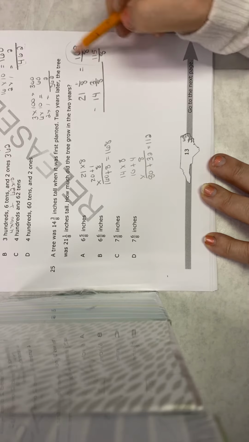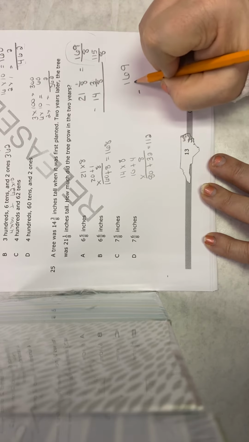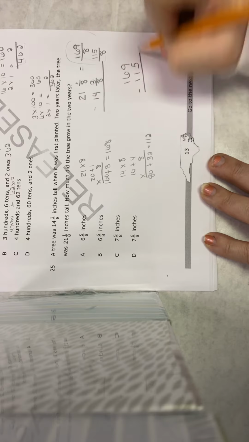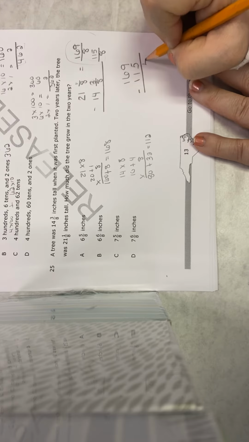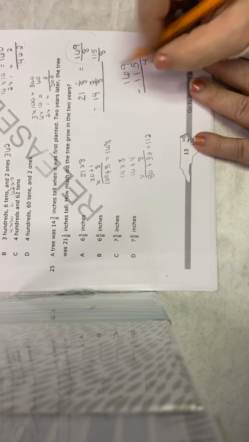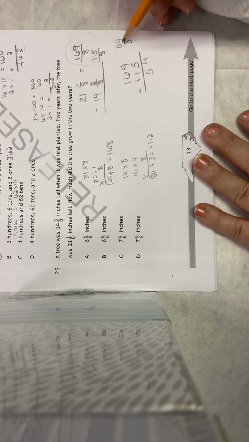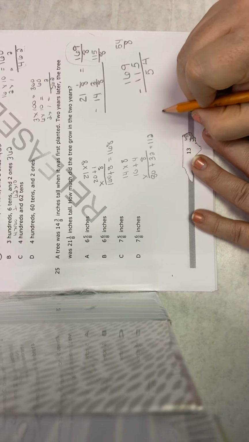So now I'm going to do this subtraction because it's a little bit easier to take 169 minus 115. So 9 minus 5 is 4, and 6 minus 1 is 5. So I have 54 eighths. So now I just have a division problem because that's truly what this means, 54 divided by 8.